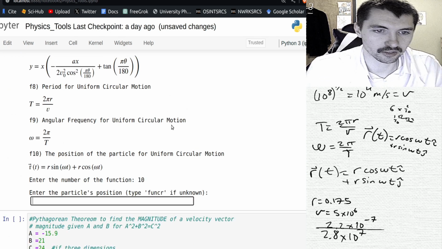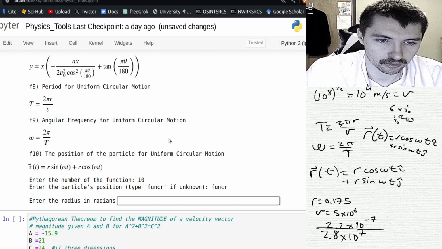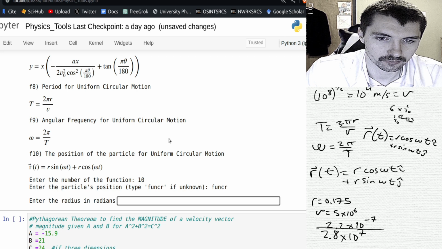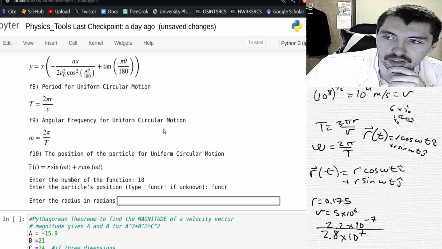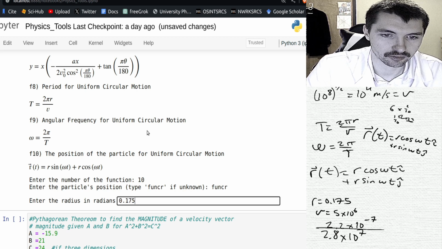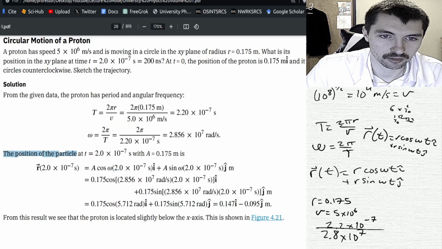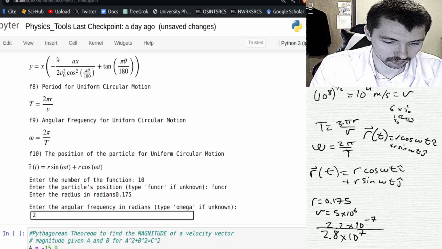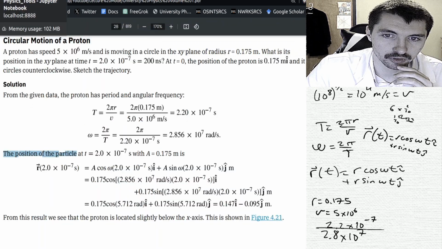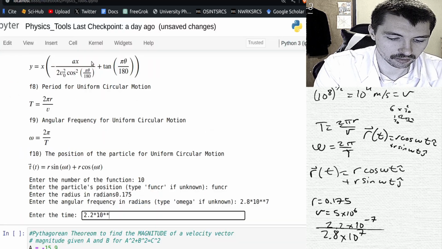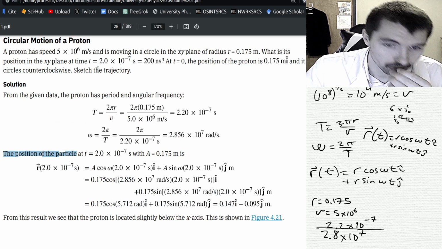Okay, so let's choose equation 10. Function r. Okay, enter the radius. Radius is 0.175. Angular frequency, so omega is 2.8 times 10 to the 7. Time is 2.2 times 10 to the negative 7. Okay, so we're getting 0.015.